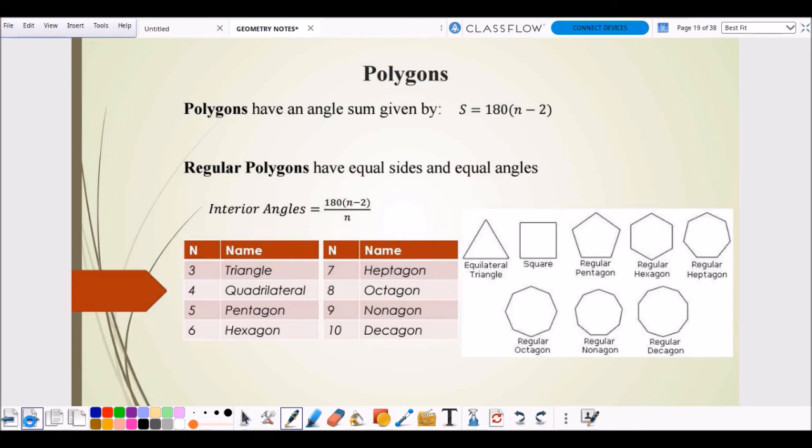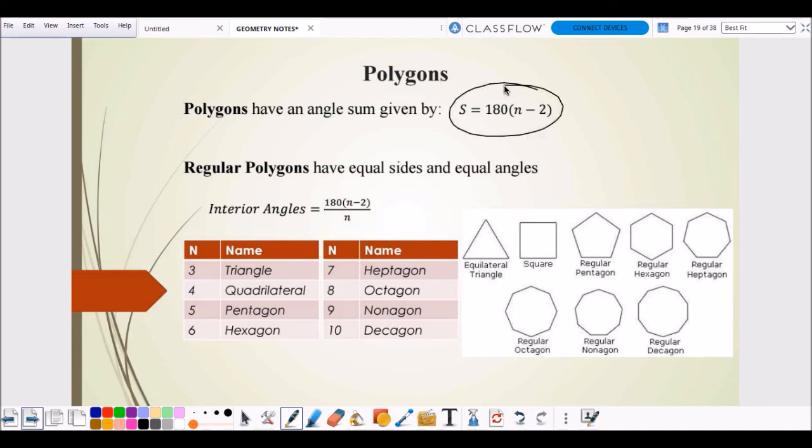Right, so polygons, just a couple of things you need to know. A polygon is basically a shape with multiple sides, at least 3 or more. Any shape that has multiple sides, at least 3 or more, is a polygon. So triangles are actually polygons. Squares are polygons. It's just an overall name that you give for any shape that's got 3 or more sides.